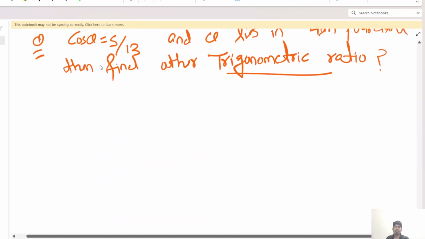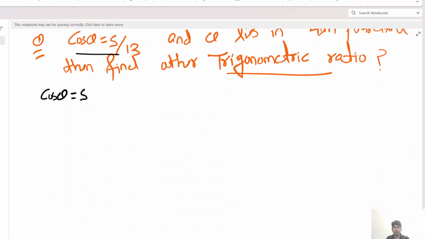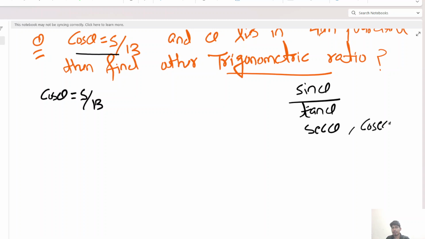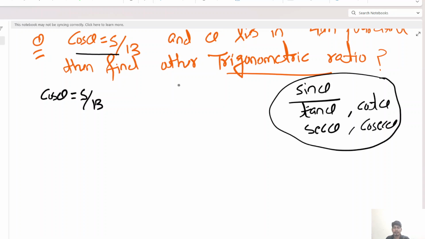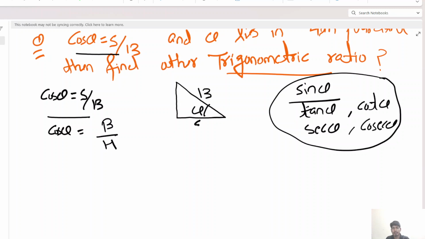Let's start. Given is cos theta is 5 upon 13. We have to find sin theta, tan theta, sec theta and cosec theta, similarly cot theta. Let's make a triangle. We know cos theta is base upon hypotenuse, means the hypotenuse is 13. If this is theta, then the base is 5.